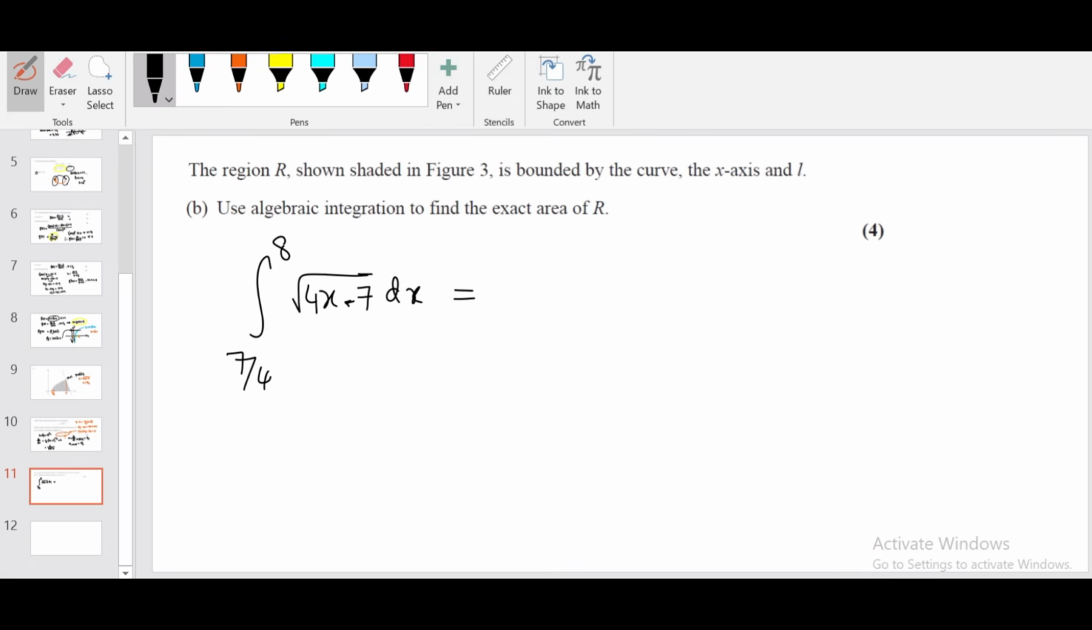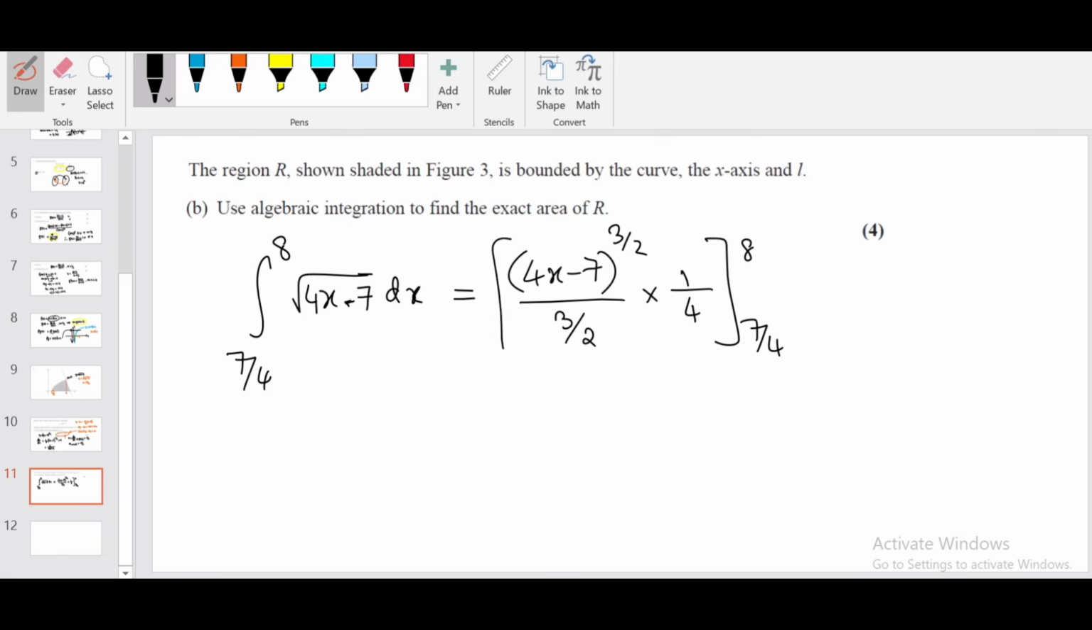How to integrate a function in the form of a linear function to the power n? Just a normal integration: (4x minus 7) to the power half plus 1, divided by half plus 1, but times 1 over the coefficient of x, from 7 over 4 to 8. 3 over 2 times 4, it's going to be 6. I'm going to keep the 6 outside.